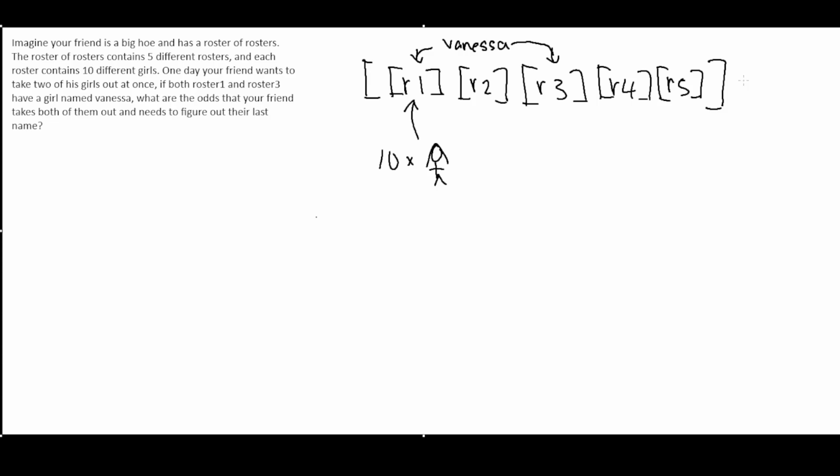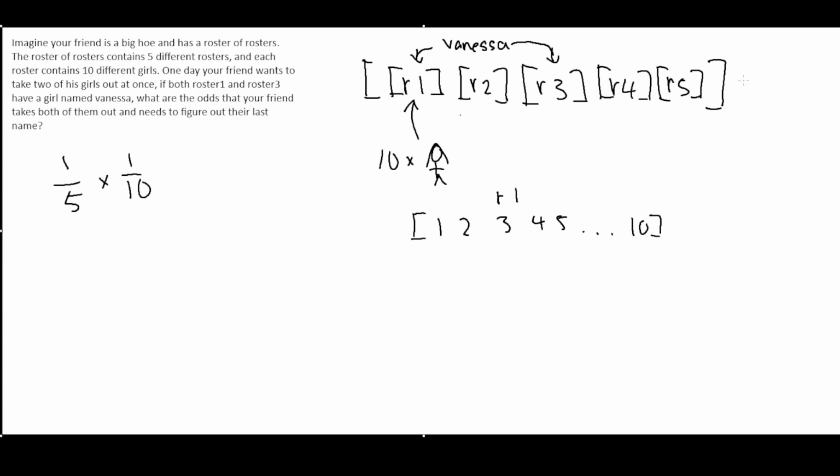So first we need to find out the odds that Calvin finds the first Vanessa. The odds of him finding the first Vanessa are 1 in 5, since there are 5 rosters. So we have 1 over 5. And then the odds of him choosing Vanessa out of the 10 people in this roster, so let me make it more clear for you. There are 10 people within R1. What are the odds that he chooses Vanessa out of the 10? 1 over 10. So we would multiply by 1 over 10.